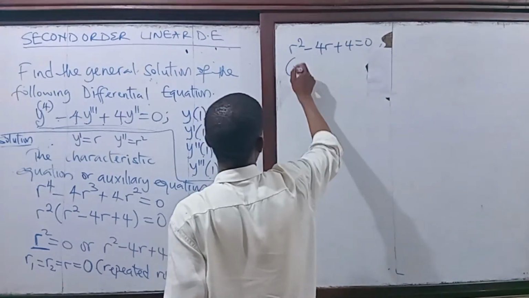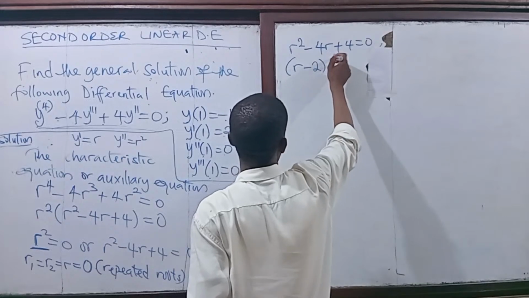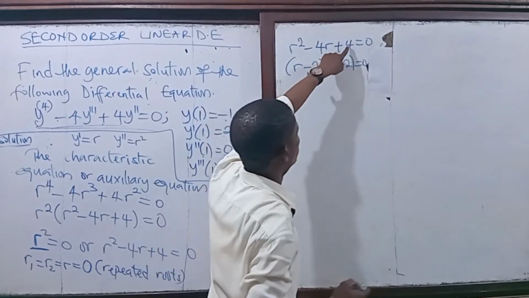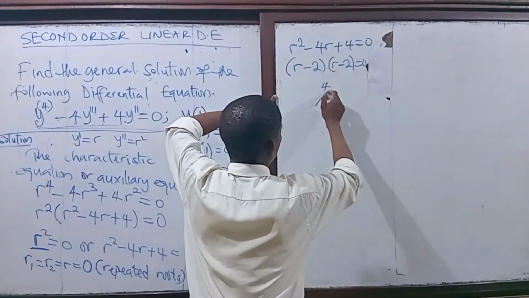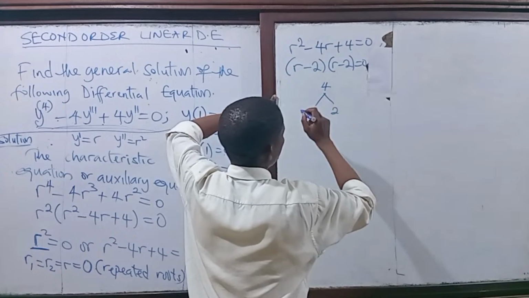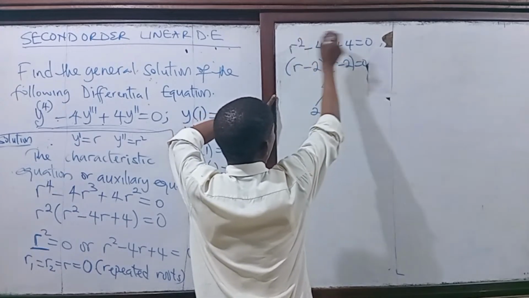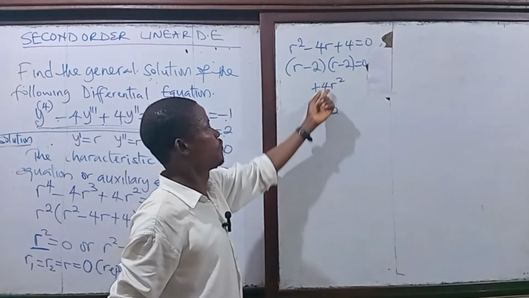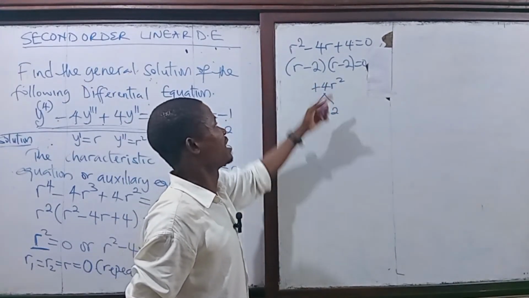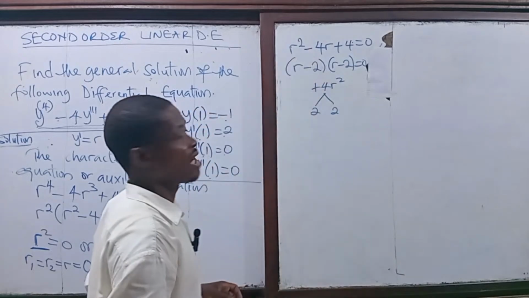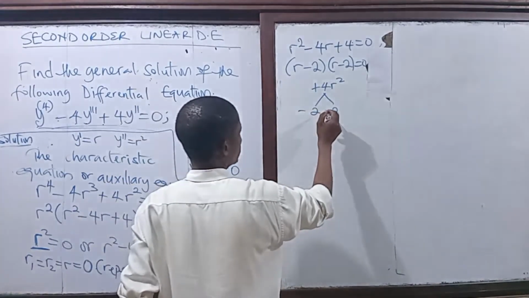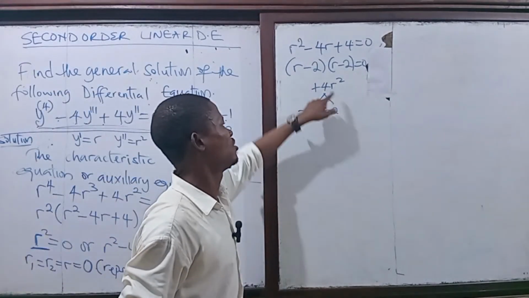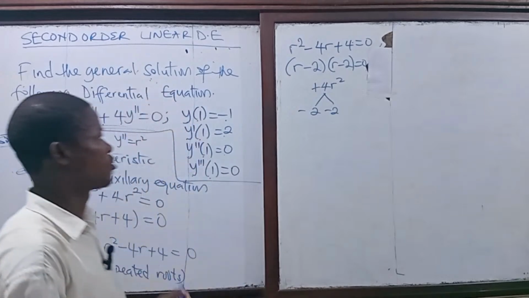We're going to have r minus 2, r minus 2 equal to 0, because the factors of 4 are 2 and 2. If you multiply this one and this one, we have this. And the factors of 4, 2 and 2, can generate minus 4, which will be minus 2 minus 2. And when you multiply that, you're going to get back your 4.